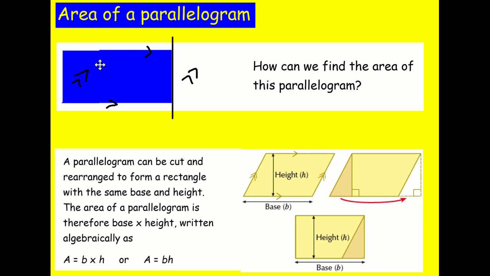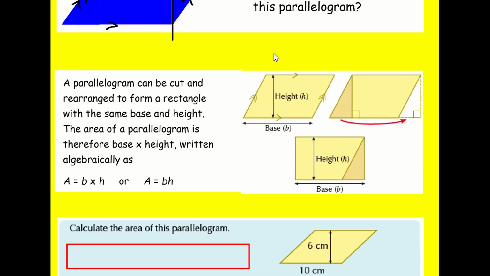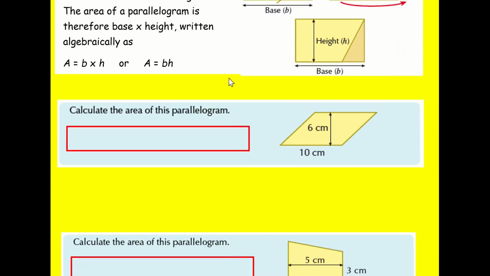Now, just to say, if we had a rhombus, then it would work in exactly the same way. A rhombus is actually an example of a parallelogram. It's when the sides are all the same length. In that case, you'd get a square. Or would you? I'm not sure if you would get a square actually. No, you wouldn't get a square, but you'd get a rectangle when you move it, but you can still do base times height. Okay, let's do some examples now.